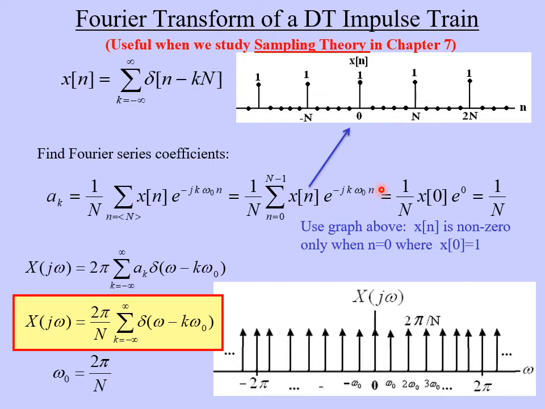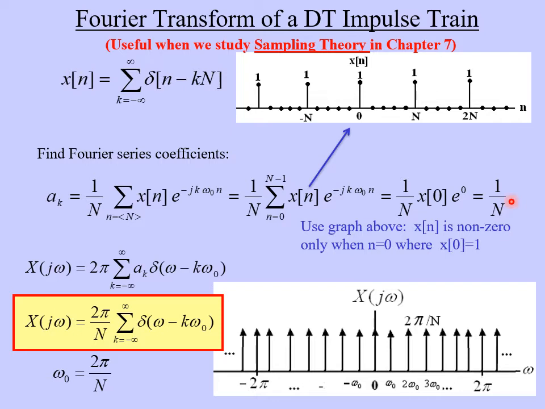Okay, so we can force little n right here to be 0, and x of n then is equal to 1. So what happens here is, all of this stuff kind of goes away. We end up with 1 here. That's x of 0 times e to the 0, which is also 1. And the only thing that remains then is this 1 over N out in front. So what this tells us is that all the Fourier coefficients have the same value of 1 over N. And again, we did this back in chapter 3, this particular example.